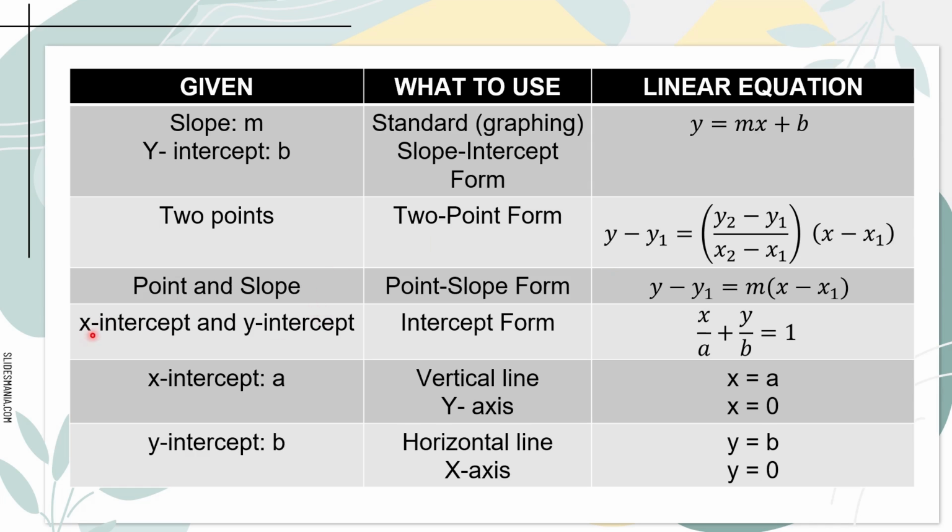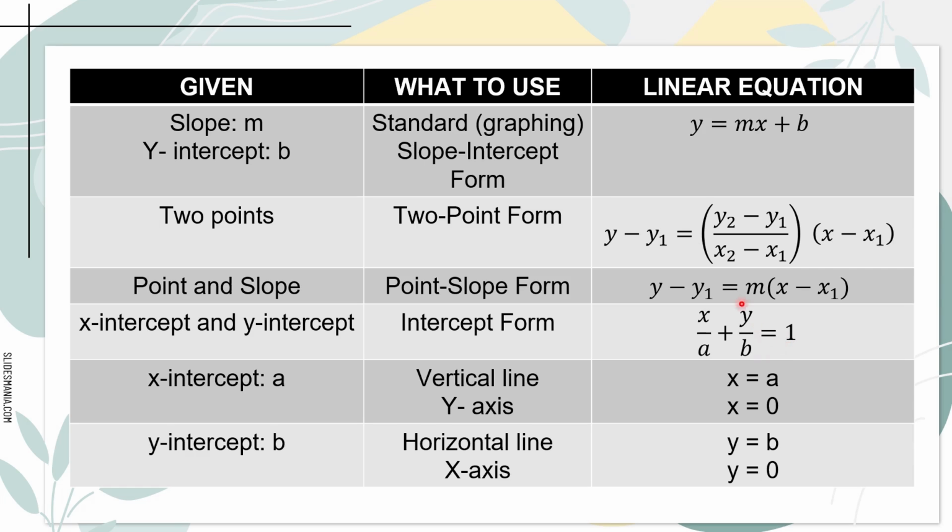Well, if the given is x-intercept and the y-intercept, we're gonna use the intercept form, wherein it is given by this equation, x over a, wherein a is your x-intercept, plus y over b, where b is your y-intercept, is equal to 1.